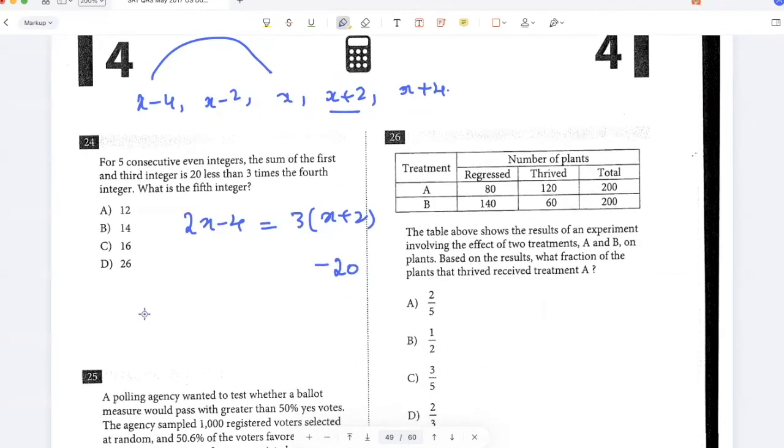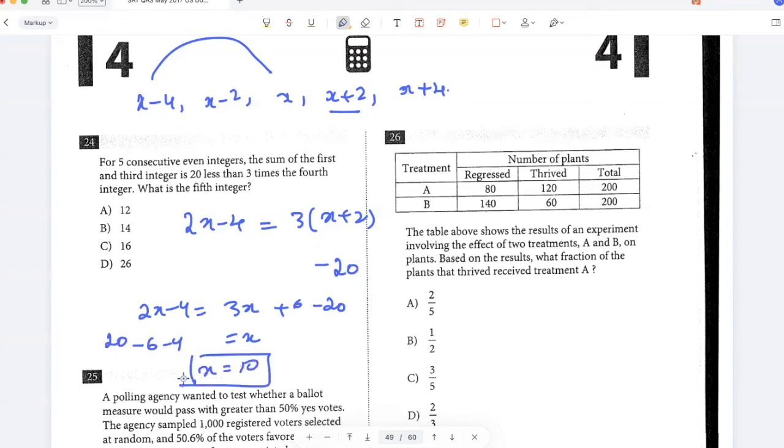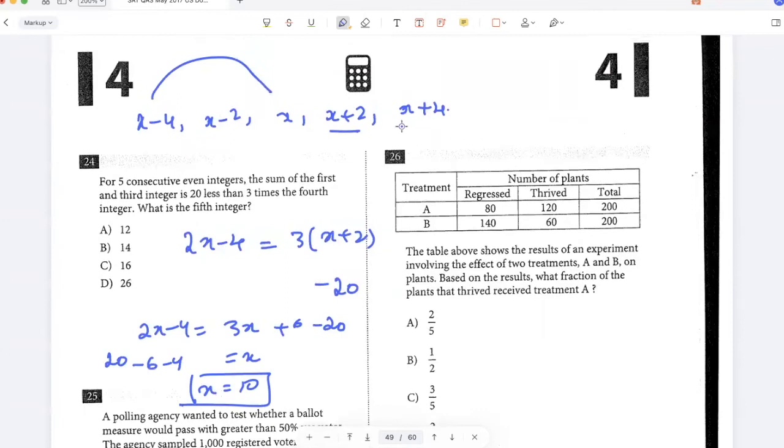Okay. So 2x minus 4 is 3x plus 6 minus 20. So x is 20 minus 6 minus 4. So x is 10, right? So what is the fifth integer? x plus 4. So 10 plus 4, 14.